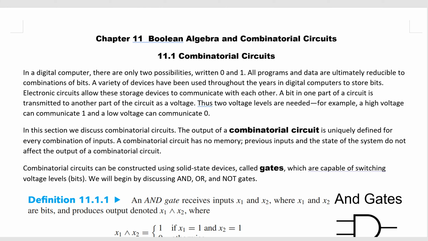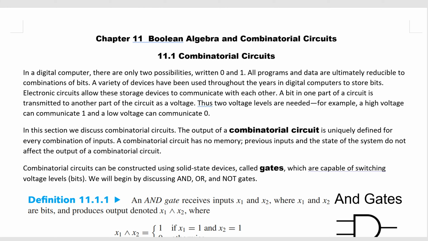In this section, we discuss combinatorial circuits. The output of a combinatorial circuit is uniquely defined for every combination of inputs. A combinatorial circuit has no memory. The previous inputs and the states of the system do not affect the output of a combinatorial circuit.